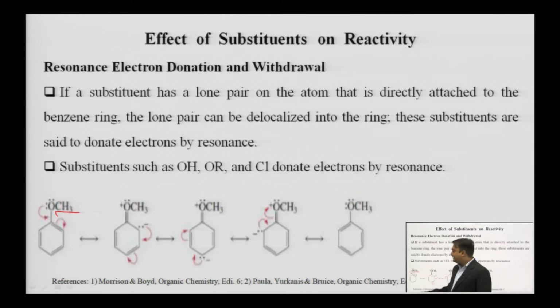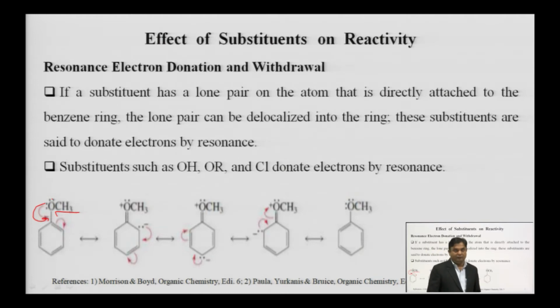Because of the +R effect, the lone pair of oxygen gets involved in donation towards the benzene ring. So you can see in the mechanism that these are delocalized toward the benzene ring, and we get different resonating structures. Because of that resonating structure, it is more stable.